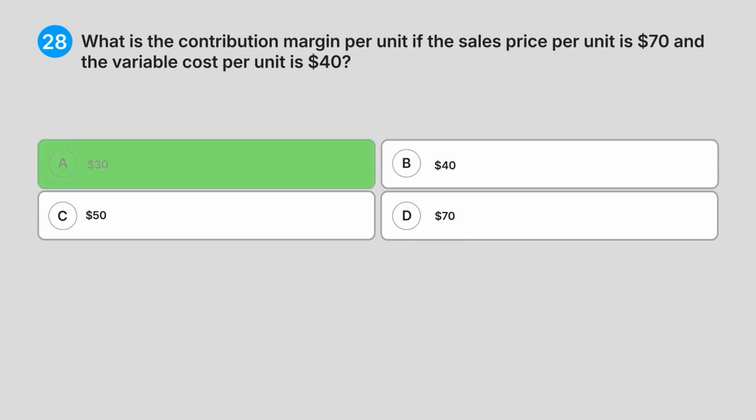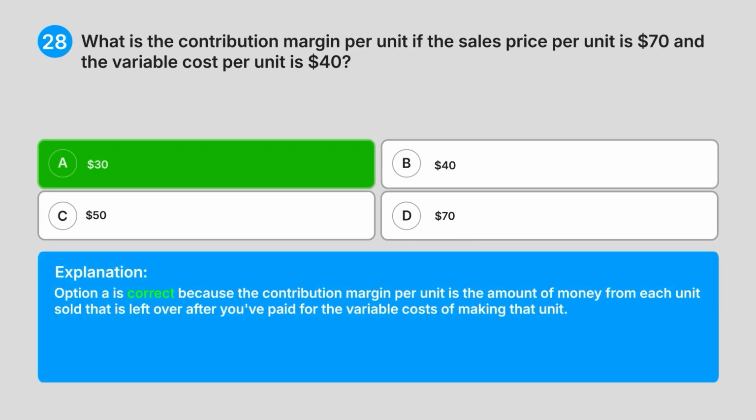Correct answer, A. USD 30. Explanation: option A is correct because the contribution margin per unit is the amount of money from each unit sold that is left over after you've paid for the variable costs of making that unit.